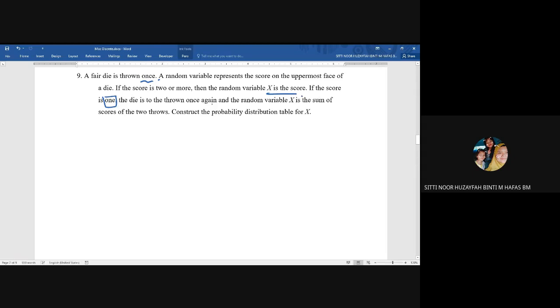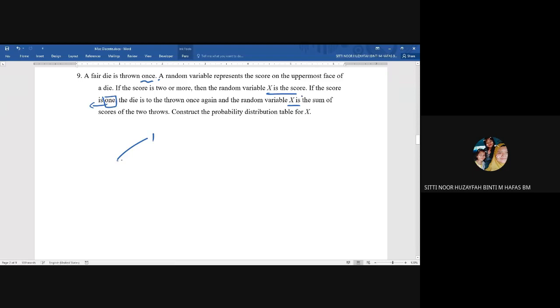So we have to throw a second time if the first outcome is 1. The random variable x is the sum of the scores of the 2 throws. So now, how to represent this data? Okay, let's say we relate it with probability. If we throw once, what do we get?